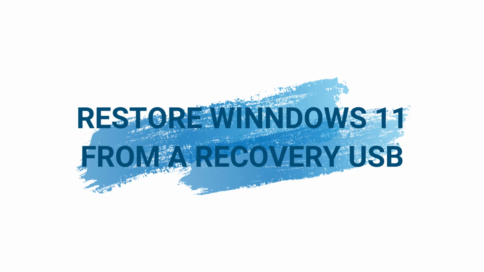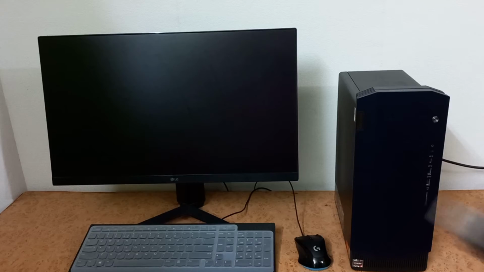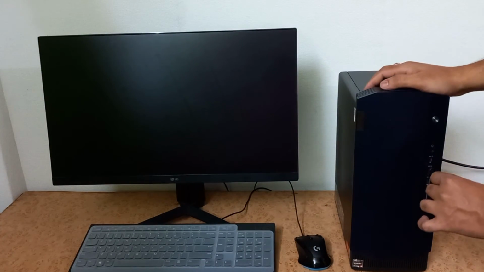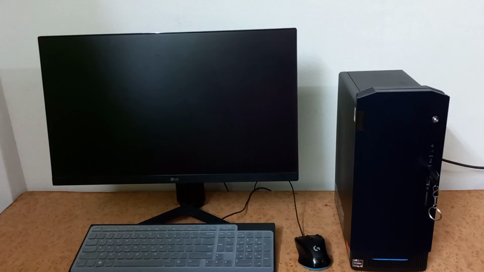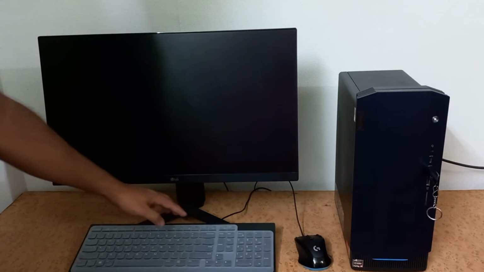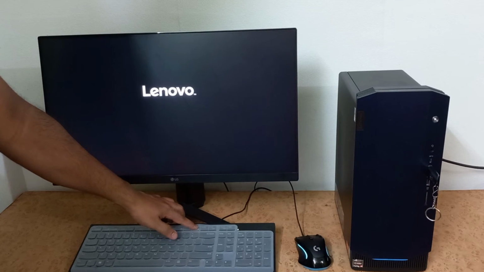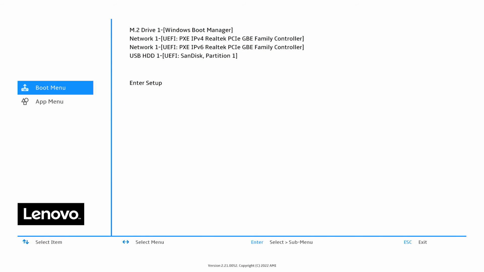Restore Windows 11 from a recovery USB drive. Whenever your Windows 11 gets corrupted or unable to load or repair itself, you can just insert your recovery USB drive into the computer. Then power on the PC. While your PC is starting, press and hold the boot menu key to open the boot manager. You need to boot from the USB drive instead of your hard drive or SSD.